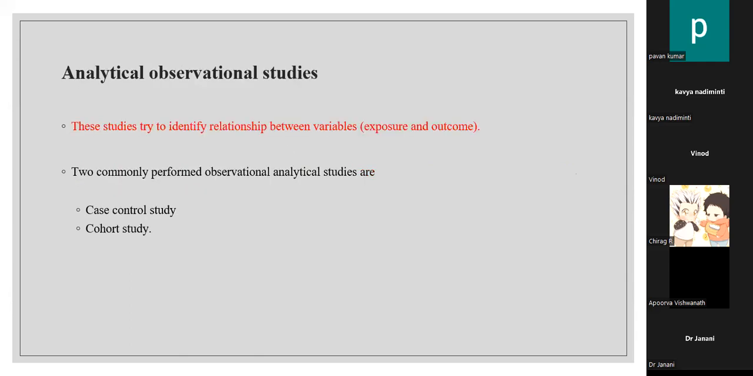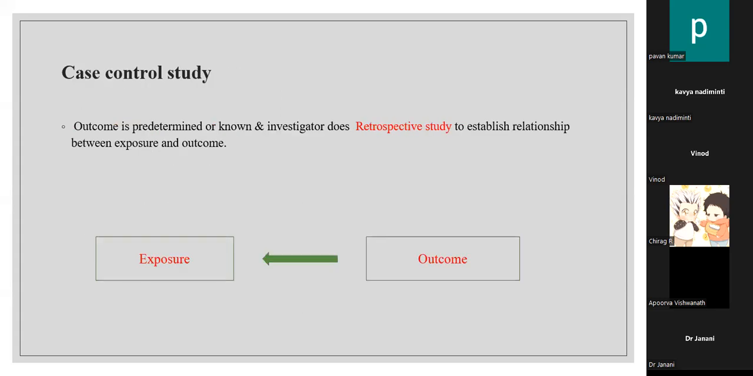Analytical observational studies identify the relationship between the variables, that is, exposure and outcome. The most commonly used observational studies are case control and cohort study. A case control study is a retrospective study where the outcome is predetermined, and the investigator does a retrospective study to establish the relationship between the exposure and outcome.